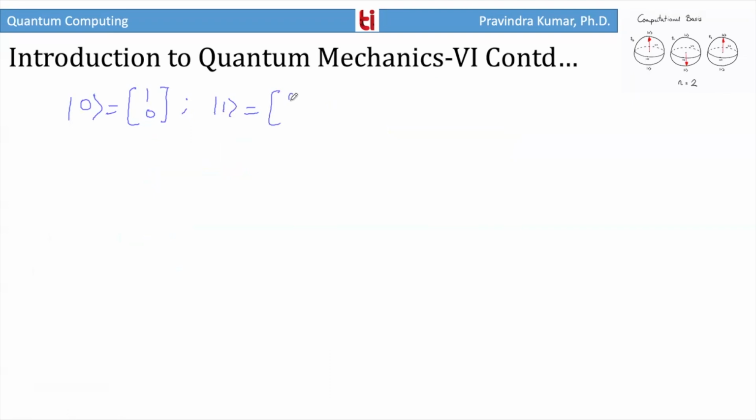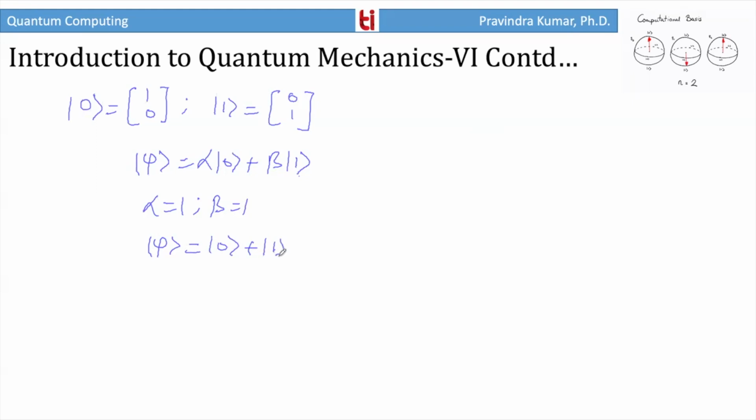Now here, ket 0 is represented as [1 0], and ket 1 is represented as [0 1], and quantum state psi is represented as alpha ket 0 plus beta ket 1 in the Z basis or computational basis. If alpha is 1 and beta is 1, then the quantum state psi is ket 0 plus ket 1. If alpha is 1 and beta is 0, then psi is ket 0. And if alpha is 0 and beta is 1, then psi is ket 1.